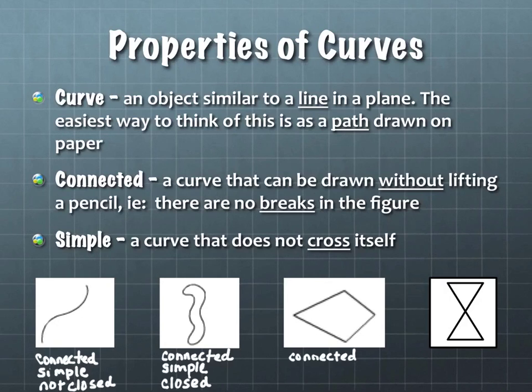Is it simple? Yes, it is. Does not cross over itself. Is it closed? Yes. Starting and ending point are the same place. What's our last one? Is it connected? Yes. So I don't actually have any pictures for you of something that's not connected. I'll draw one here in a second just for the sake of having done so. But how about simple? Not simple. What's my last one? Closed. Yes, it is closed.